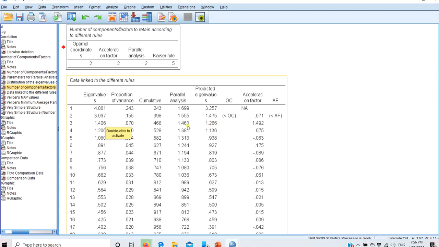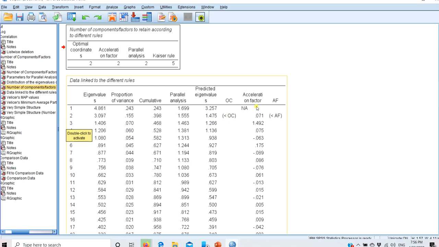But we are not retaining 3 factors because I said that in addition to this optimal coordinate criterion, the parallel analysis criterion should also be met. Parallel analysis is suggesting only 2 factors. Therefore, despite the fact that the actual eigenvalue of the third factor is higher than the predicted one, we will retain only 2 factors. So this is indicated here. The optimal coordinate is suggesting 2 factors.